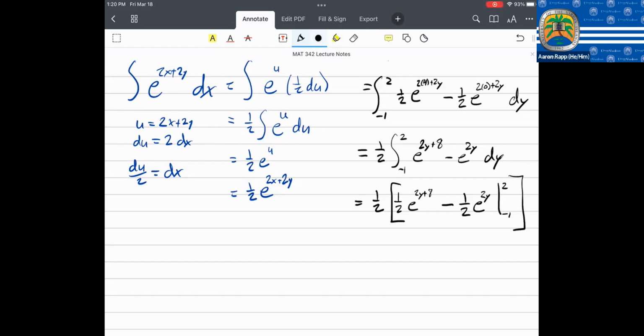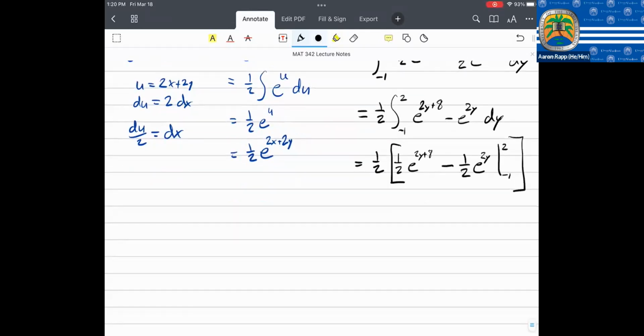So I need to evaluate this with my y's being at 2, and then subtract it with my y's being at -1. Now I can simplify this down a little bit, because if I leave it as is, it's going to give me a nice long expression. What do both these terms inside that evaluation have in common? 1/2. So what can I pull out? 1/2. And I multiply it by this 1/2 I already have out here, it turns into a 1/4.